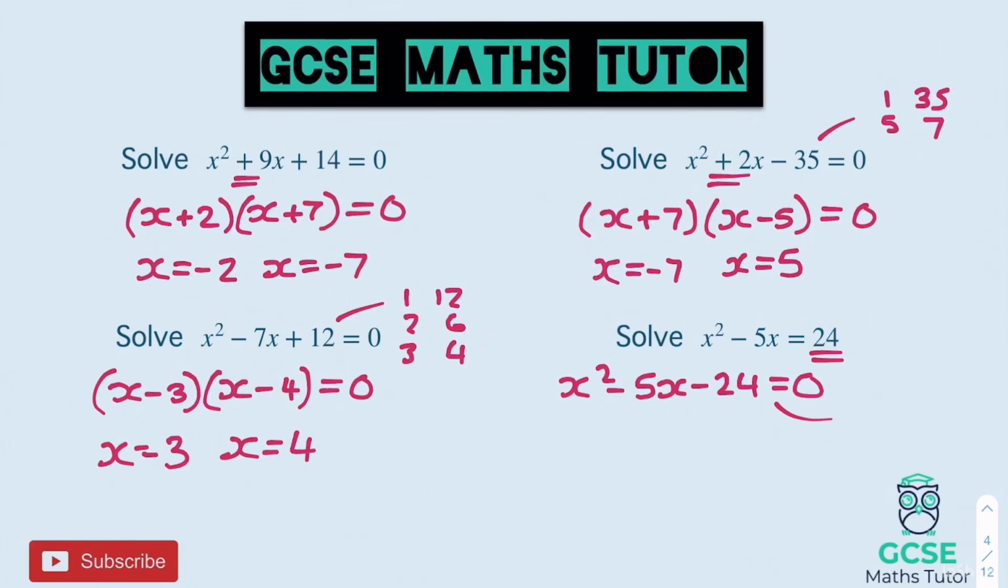So for 24, we could have 4 and 6. So there is 2 and 12 as well. 3 and 8. So I can already spot it's 3 and 8. So I'm not going to write them all down. We could have had 1 and 24. But there we go. We want negative 5. So we're going to need positive 3 and negative 8.